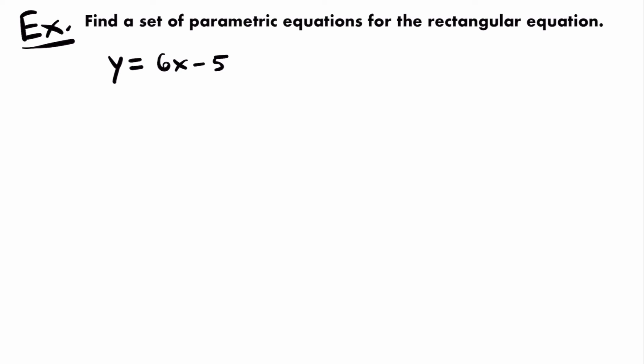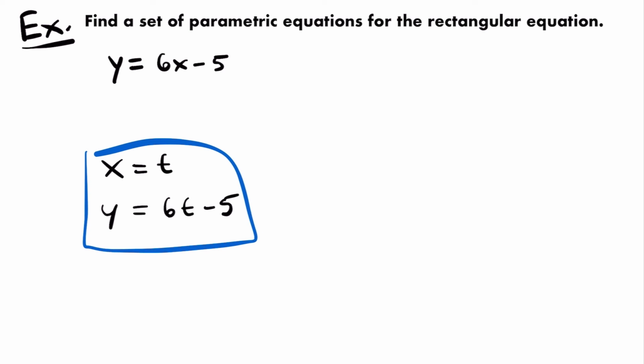There's not one correct answer, but generally my go-to strategy is just to let x equal t and then replace x with t in the equation for y. All right, so here's what I mean by that. If we let x equal t, then y will be equal to 6t minus 5, right? If we let this x equal t, then y becomes 6 times t minus 5, which is what we have right here. And now we have a set of parametric equations that represent this rectangular equation. It's really just that easy.